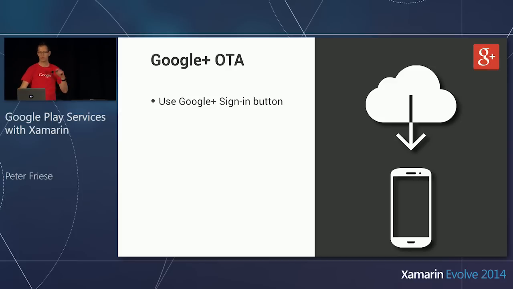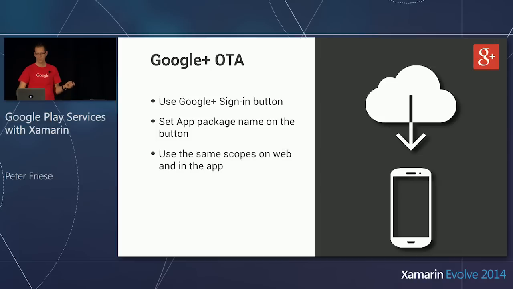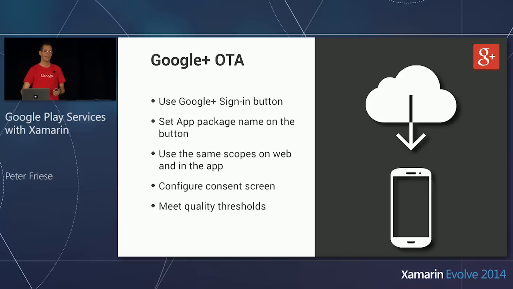In order to use over-the-air install, what you need to do is you need to use the Google Plus sign-in button on your website. You need to set the Android app package name into the Google Plus button on your website. You need to ensure that you're using the same scopes in your application on the website and in your Android application. And then finally, configure the consent screen with a name for the application and a logo. And you need to meet certain quality thresholds. So your application needs to be free. It needs to have a certain number of stars. It needs to have a certain number of users already. And meeting all those requirements, over-the-air install will actually work like this.